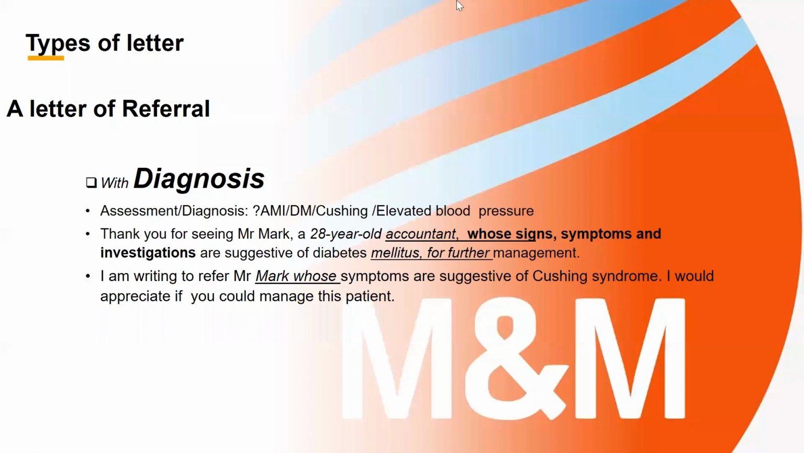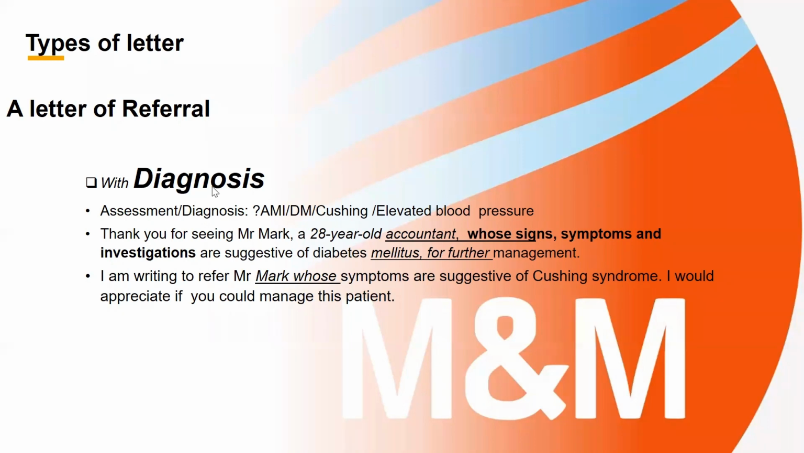When you have the assessment and diagnosis being given, let's say, if you can see, thank you for seeing Mr. Mark, a 28-year-old accountant who has signs and symptoms suggestive of, let's say, diabetes. So we can write it down, right? So we can just write down the diagnosis as it is over here. If we have the assessment or diagnosis being given, we can write it down as it is in a letter of referral, right?